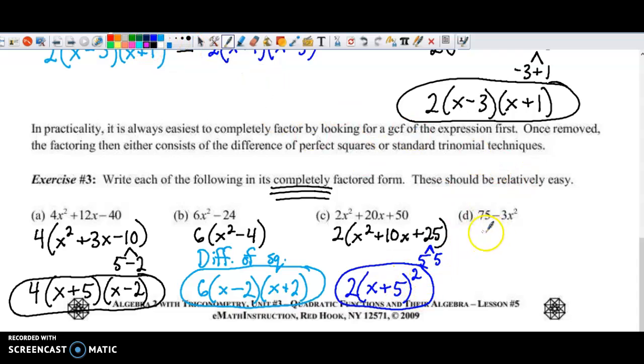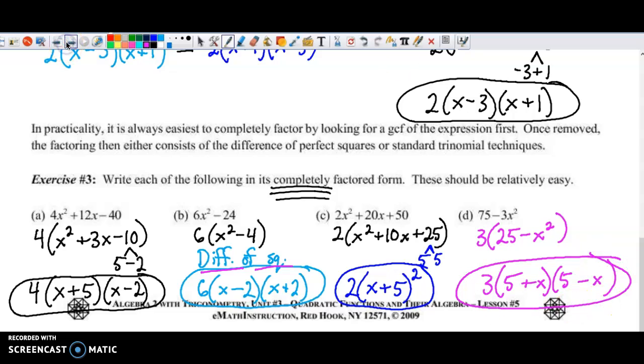And then this last one here, I would factor out a 3. 25 minus x squared. Oh, another difference of squares. 5 times 5, x times x. Make one plus, make one minus.